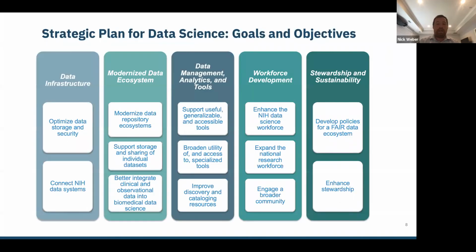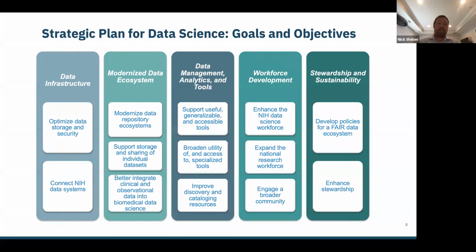So, about a year and a half, maybe 2 years ago, NIH came out with the strategic plan for data science. I heard Amin say you've been following our data science activities for some time now. There's a report out there on the web that we can share that walks through the various goals and objectives that NIH has for moving forward in data science.